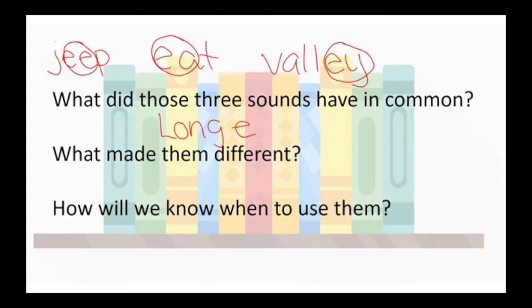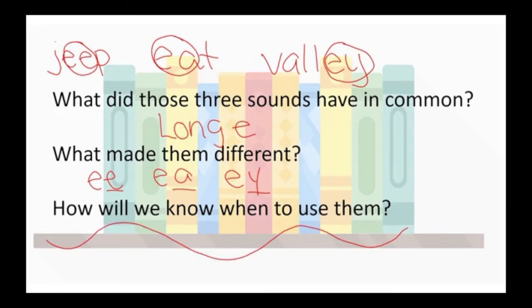What makes them different? Again, there are different combinations to go with that long E sound. We have EE, EA, EY. So it's a different letter that goes with the E in order to make the long E sound. Again, we're going to talk next about how we will know when to use them.